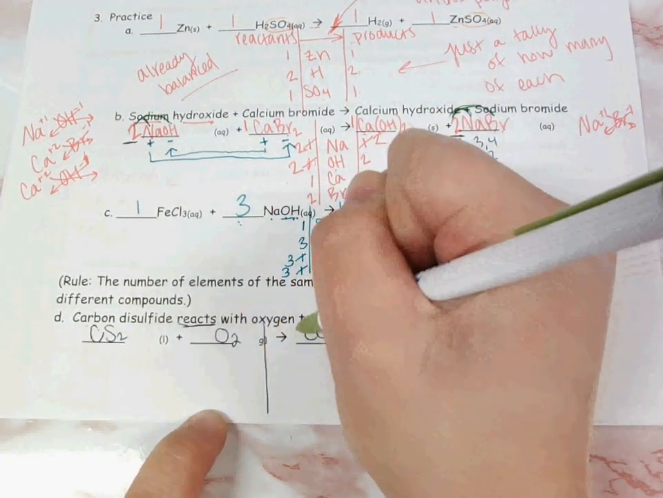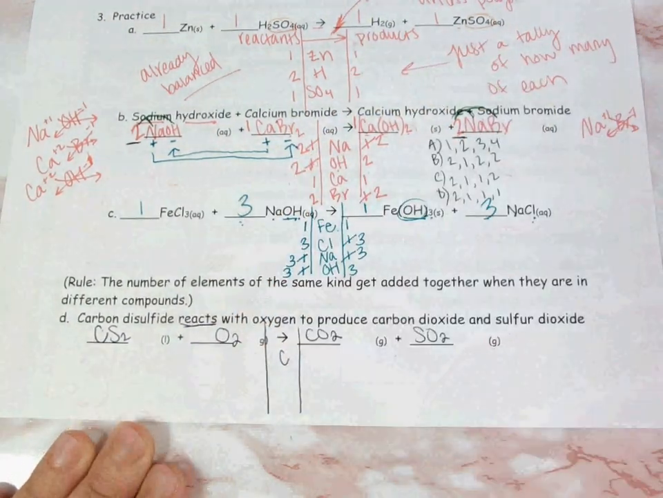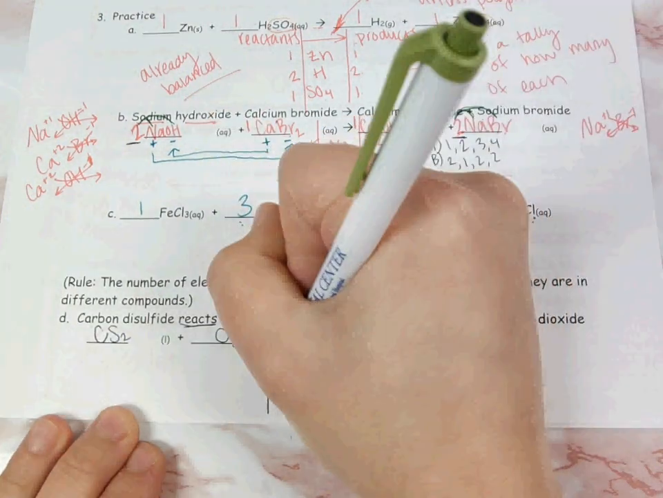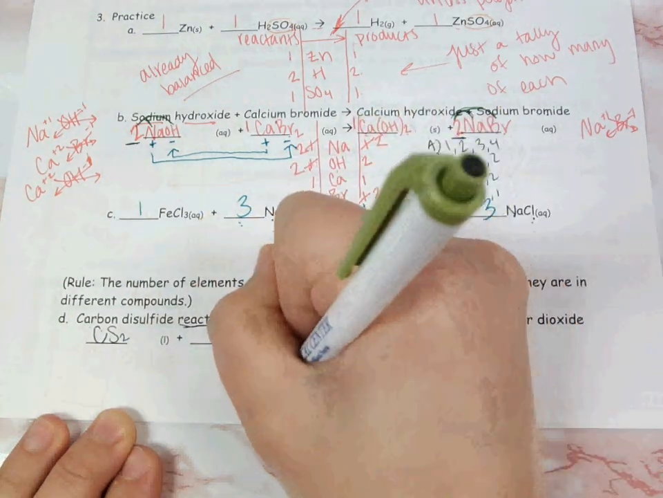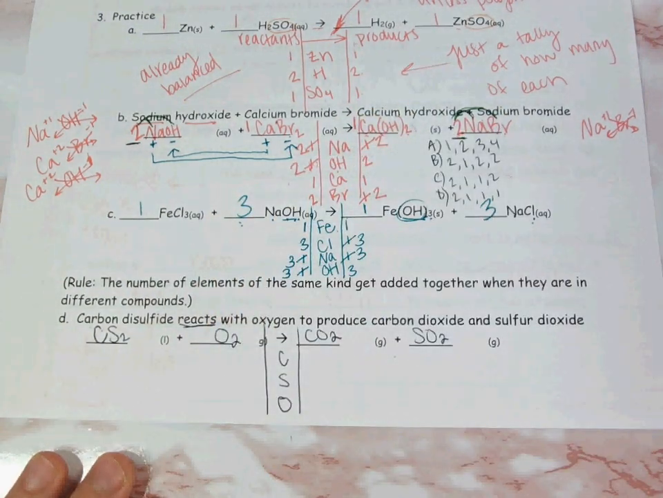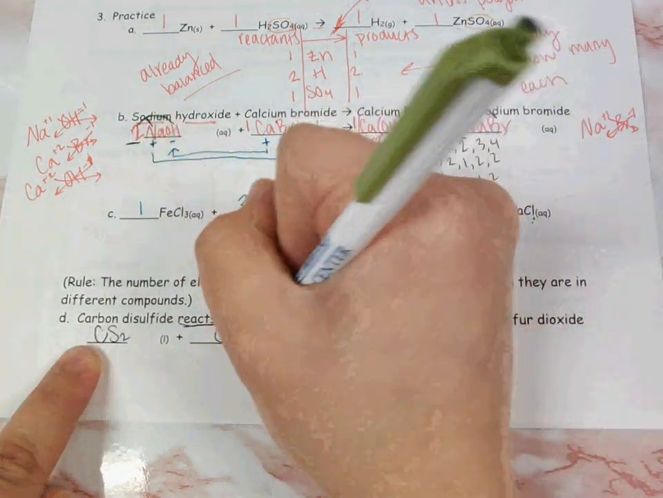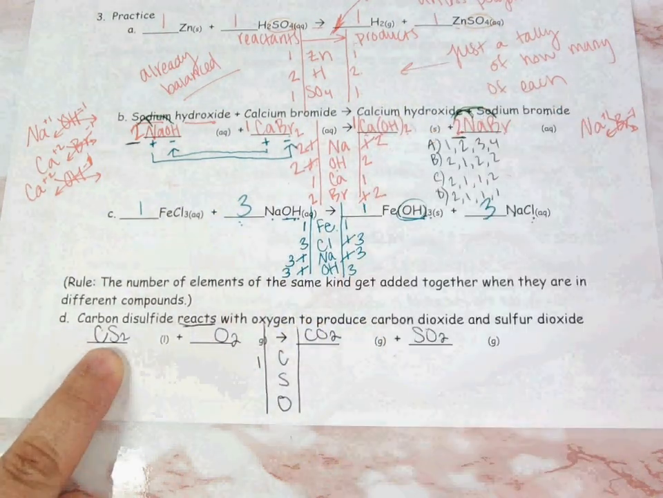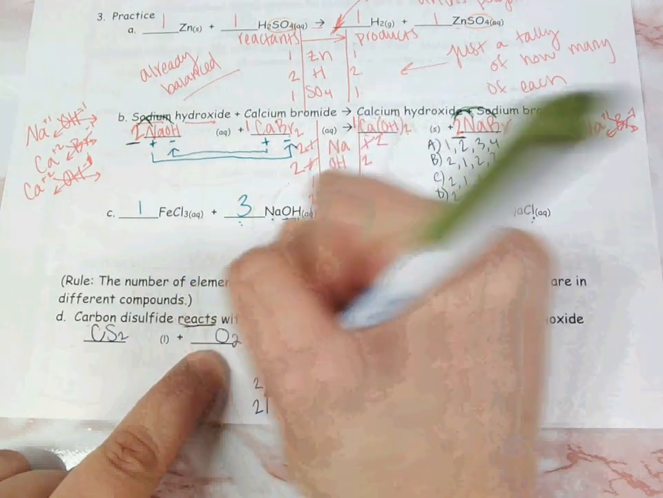So then underneath your arrow, you're going to list all of the things that show up in your reaction. So the first thing I have is carbon. The next thing I have is sulfur. And then the third thing I have is oxygen. There are no polyatomic ions in this one, so we could just go straight count them. So I have 1 carbon on my reactant side, 2 sulfur atoms on my reactant side, and 2 oxygen atoms on my reactant side.